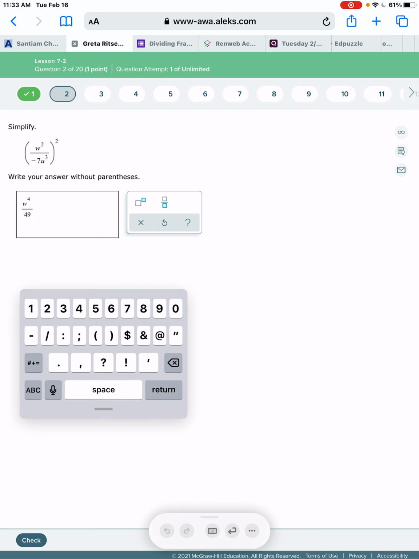I'm going to have u to the 3rd squared. So I'm going to actually multiply those exponents. 3 times 2 is, hang on, wrong button, 6. 3 times 2 is 6. So, because I would have u to the 3rd, u times u twice, which would be u to the 6th, right?